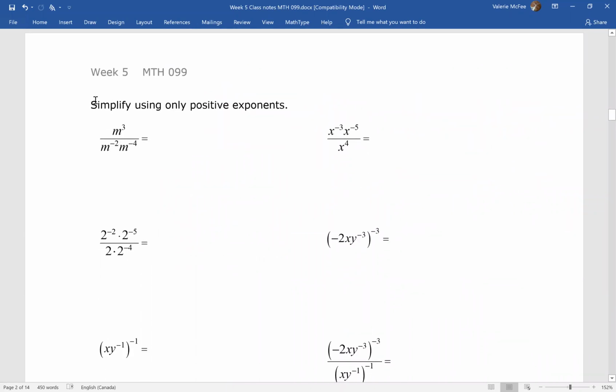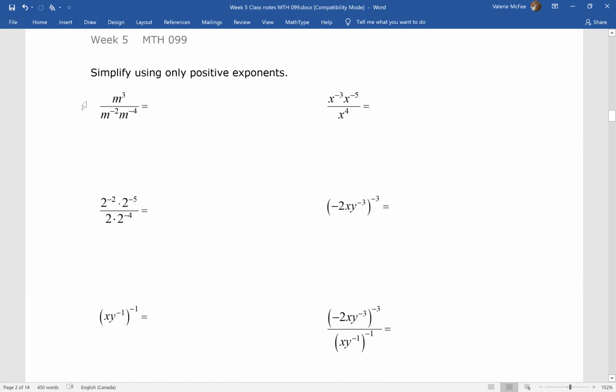Let's do some more practice with positive and negative exponents. I'll do the first two with you, and then I think you should pause the video and give it a try. Again, I think it's easiest if we make our exponents positive first. M cubed is already positive. Make this one positive. Make this one positive. That leaves 1 in the denominator. Multiplying powers with the same base, add the exponents.